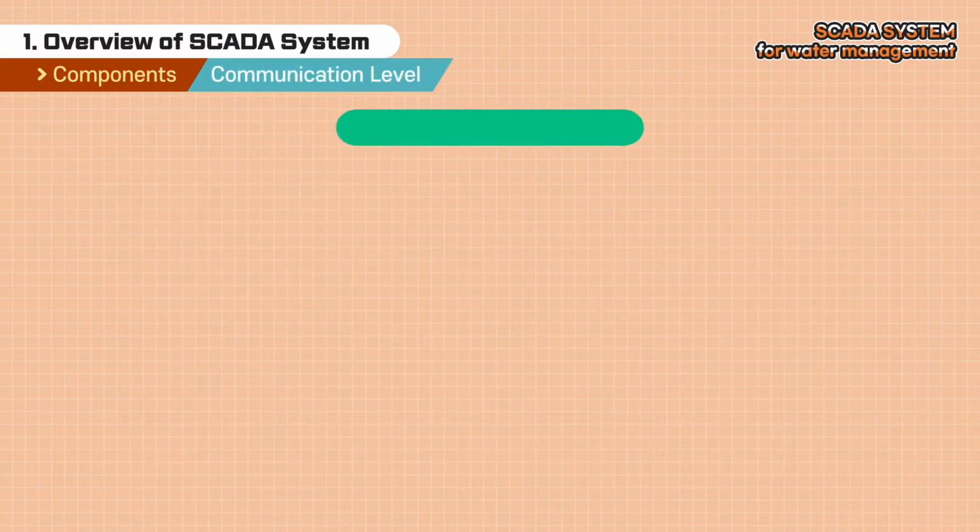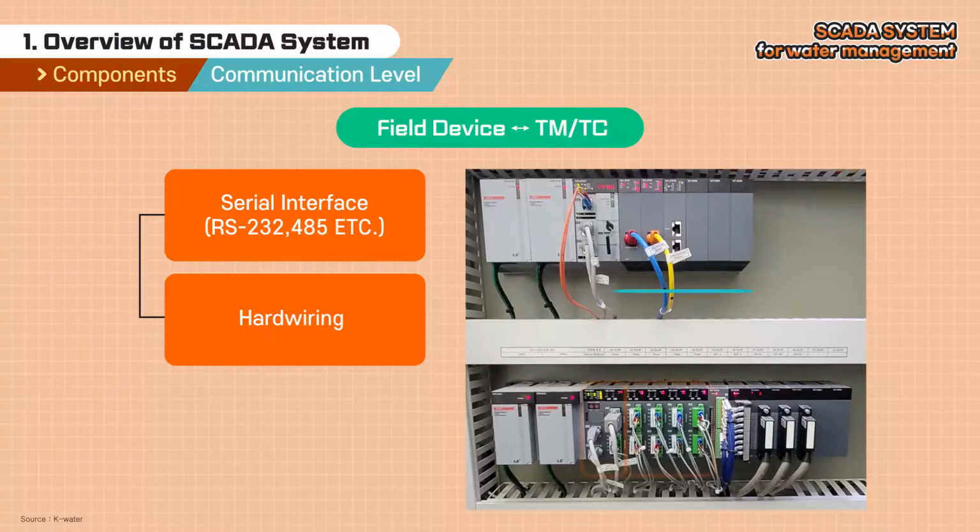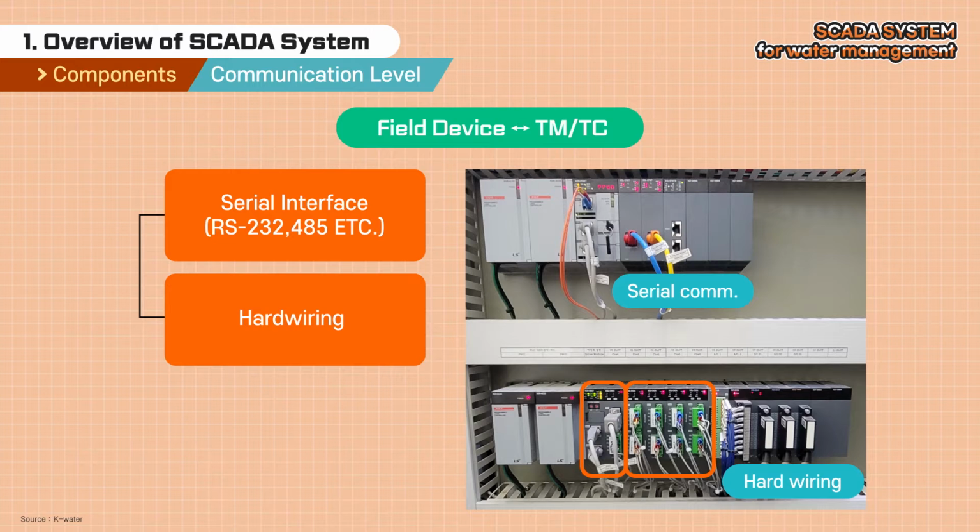The communication level is divided into parts that connect the field device and TMTC. These are then subdivided into hard wiring, input-output terminal block, of the field device and communication ports using serial communication protocols such as RS-232C, 422, 485, and Ethernet.